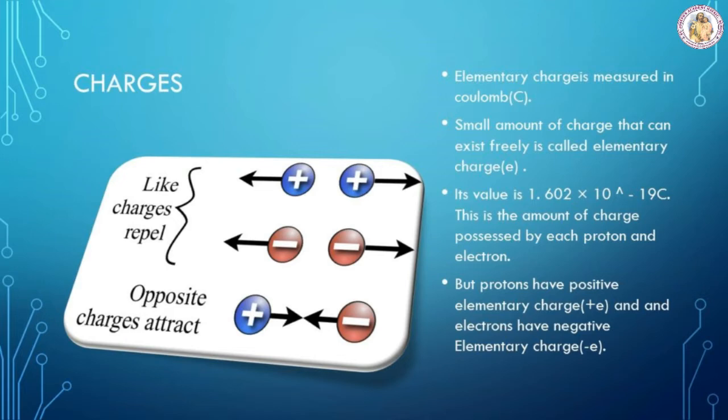Small amount of charge that can exist freely is called elementary charge. Its value is 1.602 × 10^-19 C, that is coulomb. This is the amount of charge possessed by each proton and electron. But protons have positive elementary charge and electrons have negative elementary charge. Since protons and electrons are equal in number, an atom is electrically neutral.